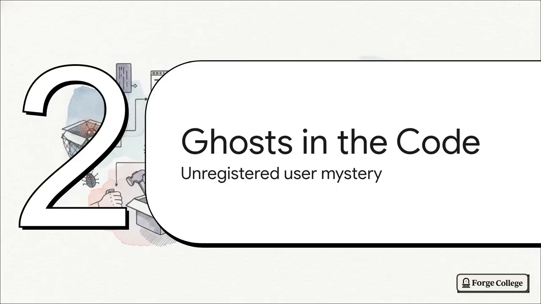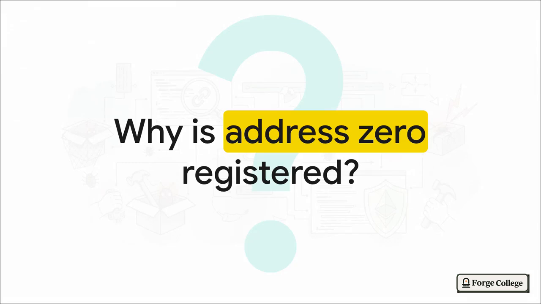Moving right along to section 2, ghosts in the code. The mystery of the unregistered user. Okay, so imagine your contract has a function called isRegistered. Suddenly, your contract claims an address is fully active, even though they've literally never interacted with you. If we take a completely unused address, like address 0 for instance, and pass it in, our buggy code actually returns true. It's falsely identifying a phantom user.